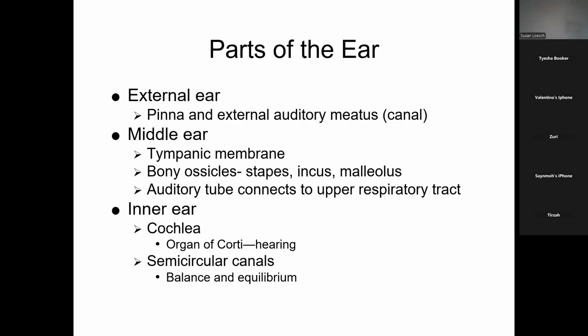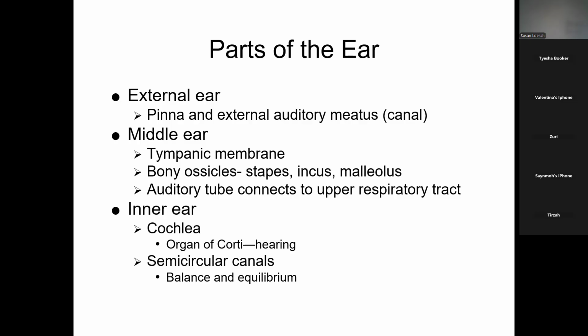The ear is divided into three parts: the external ear, the middle ear, and the inner ear. The external ear is the pinna and your external canal. The middle ear is the tympanic membrane. That's where your little ossicles are, these small bony parts that are the smallest bones in the body: the stapes, the incus, the malleus. And then the auditory tube that connects to the upper respiratory tract. In the inner ear, you have the cochlea. That is your organ of Corti, or your hearing organ. And your semicircular canals, which control your balance and your equilibrium.